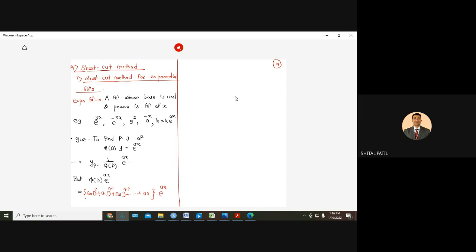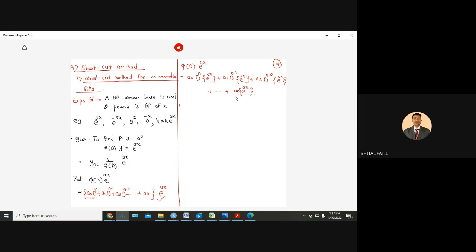So we started with phi of D operated on e raised to x, and now we are at this step: a0 D raised to n operated on e raised to x, plus a1 D raised to n minus 1 operated on e raised to x, plus a2 D raised to n minus 2 operated on e raised to x, and so on. Getting everyone now? Plus the last term, an e raised to x.